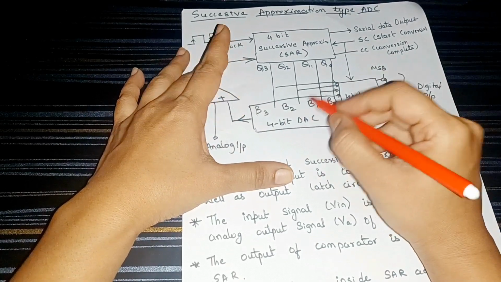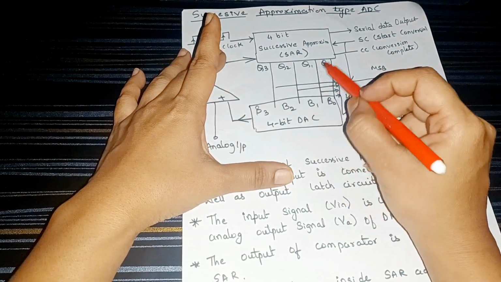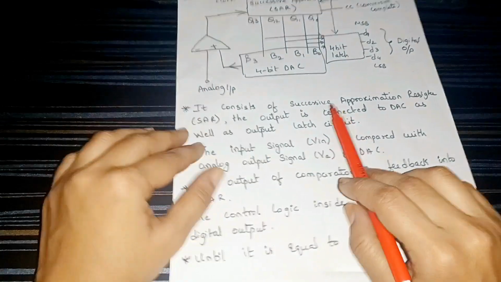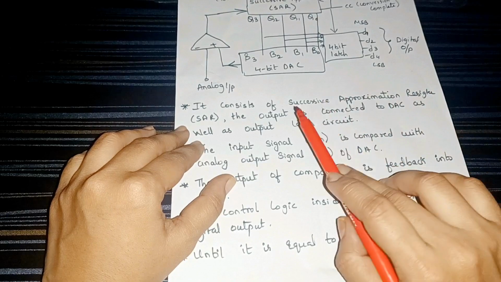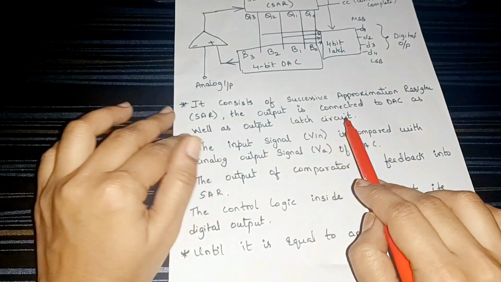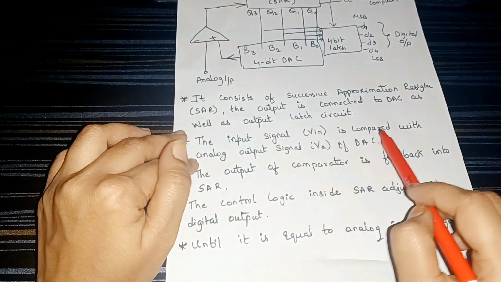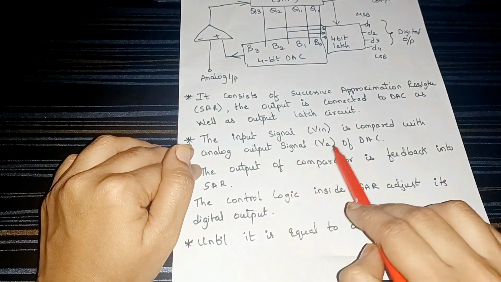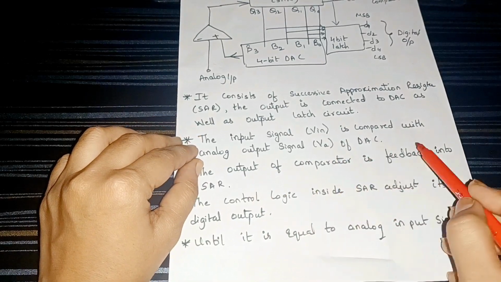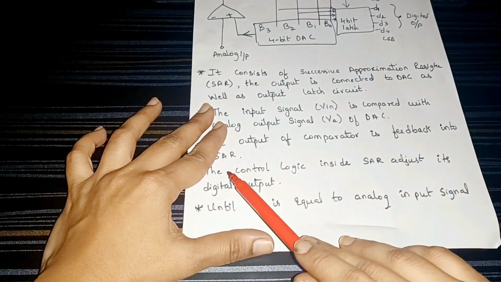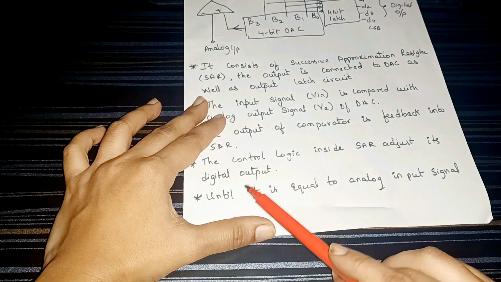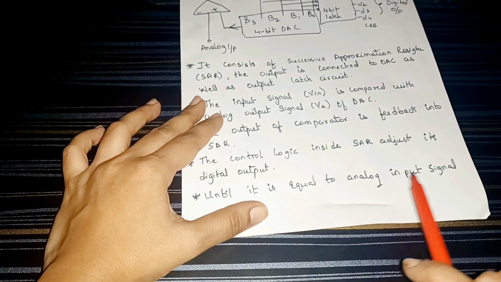The DAC rechecks the value of the input present in the analog. It consists of a successive approximation register, whose output is connected to the DAC as well as the output latch circuit. The input signal Vin is compared with the analog output VA of the DAC. The output of the comparator is fed back into the SAR. The control logic inside the SAR adjusts its digital output until it equals the analog input signal.